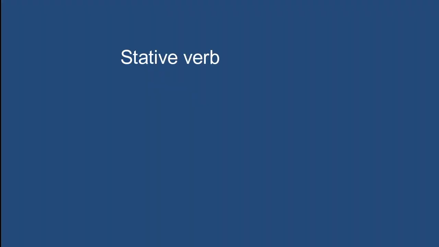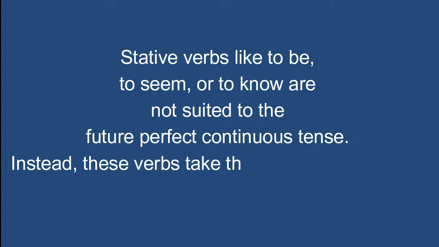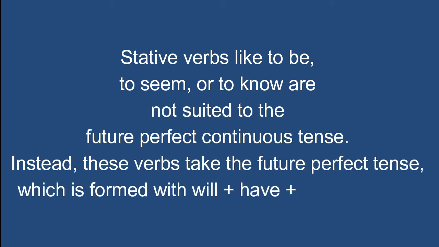It's worth also mentioning that this particular tense is not used with stative verbs, so those are verbs of being. Rather, it is used more with action verbs. Not sure what I mean? Well, let's have a look at some examples and I'll show you why you can't use this particular tense with stative verbs. Stative verbs, sometimes known as non-action verbs, like to be or to seem, to know, are not suited for the future perfect continuous tense.